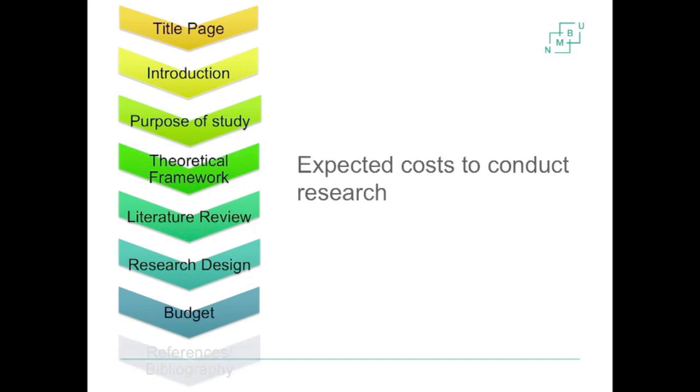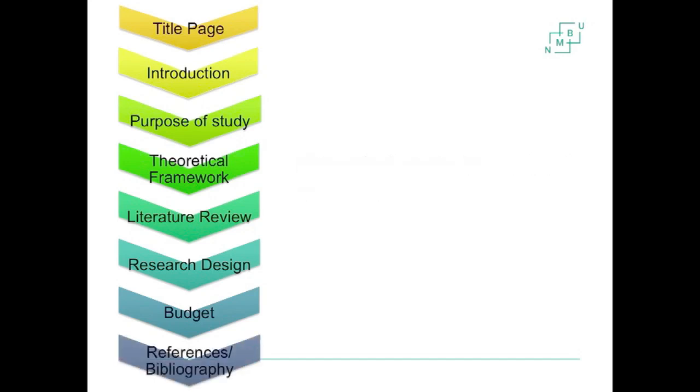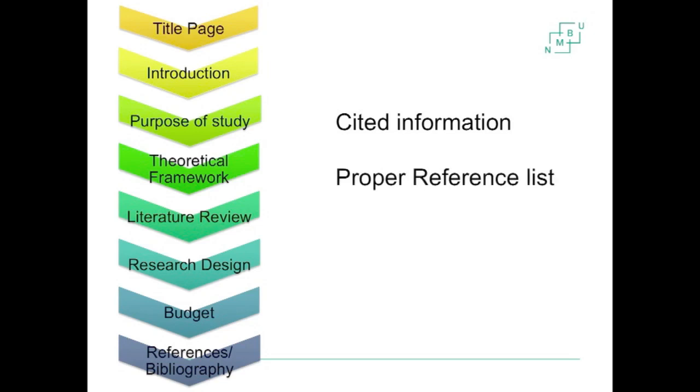The last section of your proposal will be your references or bibliography of any material you cited in your proposal. This section should be done to the standards of the referencing style you use, most likely either APA, Chicago, or NMBU Harvard APA. Proper citation and referencing is important to avoid plagiarism. If you have any questions about proper citation and referencing, visit the NMBU libraries or the Writing Center.